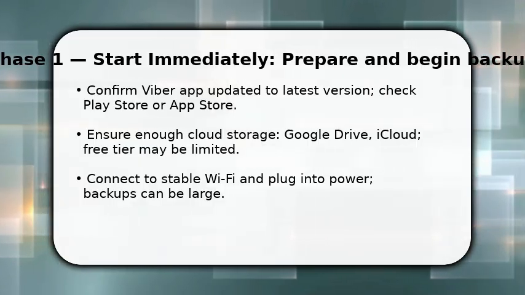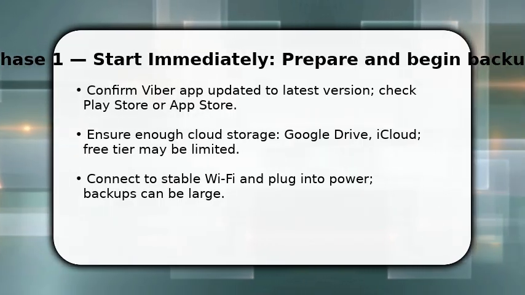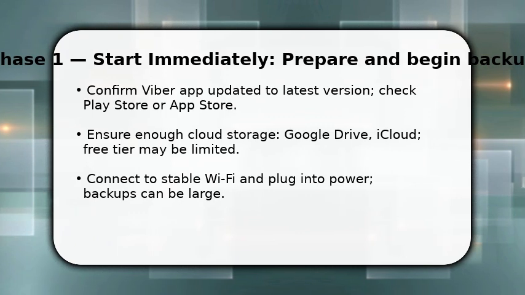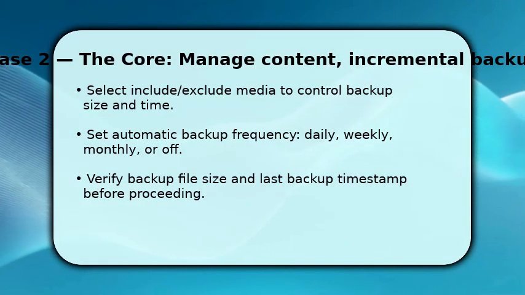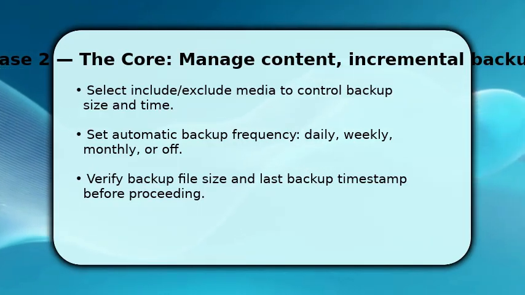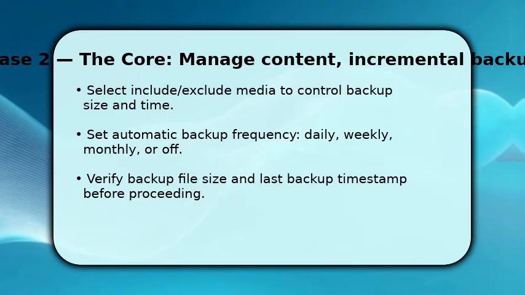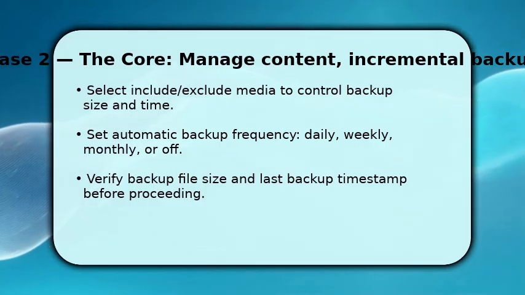This initial manual backup creates the baseline snapshot you'll restore from later, so make sure progress reaches 100% before moving on. Once the baseline exists, refine what gets backed up. Go into Backup Options and toggle Include Videos or Large Files to reduce size. Set automatic backup frequency to daily or weekly depending on how often you message, daily for heavy use, weekly for moderate. Make sure your cloud account has enough free space, otherwise incremental backups will fail.